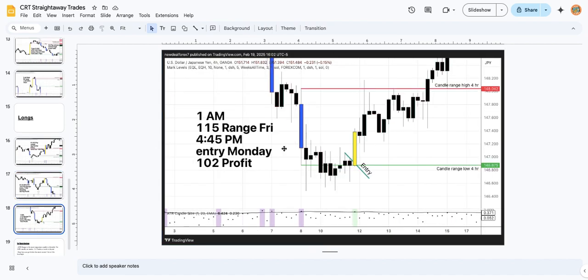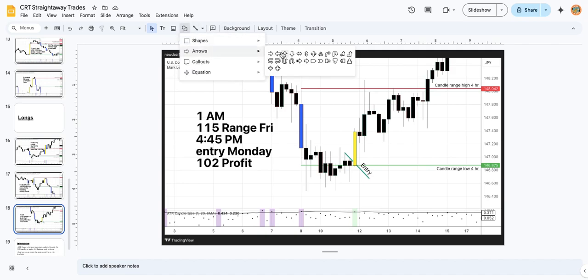Let's see, next one. Here's our ATR range. This was a 115 pip range. I like to see big ranges, but with big ranges, sometimes they can take a little longer to develop. This was Friday, I'm sorry. The range developed on Friday, but the trade didn't come until Monday at 4:45 p.m., near the market close. Where is our stop loss level though? It's at this candle, right?